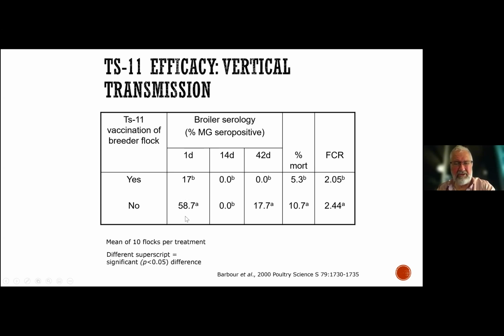The breeder flocks had the maternal antibody quite high in these birds. By 14 days, again, the maternal antibody had disappeared by catabolism and by dilution. Broilers grow so fast, but they're starting to seroconvert by 42 days. And this means that the vertically transmitted mycoplasma rapidly spread amongst them.